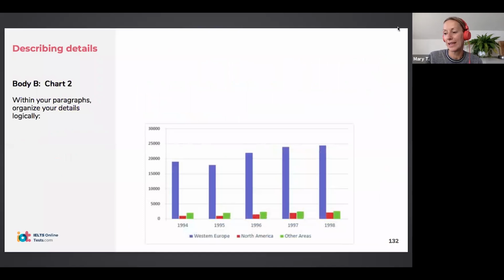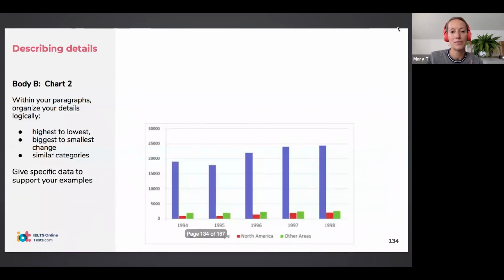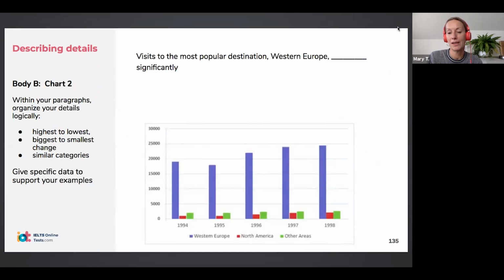Okay, so I'm just moving on fairly quickly because we haven't got that much time. But body B, we look at chart 2, as I said. Again, make sure you organize your details logically in the same way: highest to lowest, biggest to smallest, and looking at similar categories together. And of course, make sure you use specific data to support your examples. Okay, so visits to the most popular destination, Western Europe. Which word makes sense? Rose? Yep, rose would make sense, or we've used increased again, so increased significantly. So increased a lot.